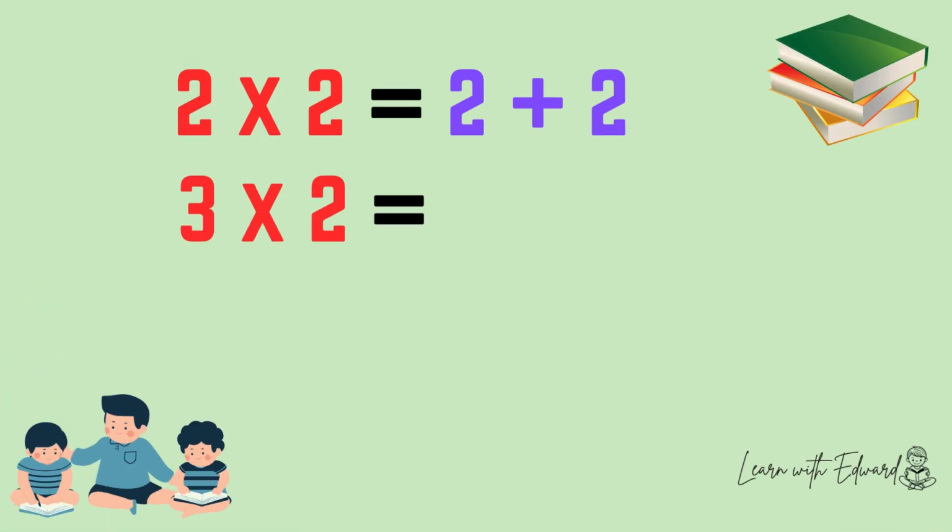3 times 2 is 2 plus 2 plus 2. So we need to add 2 3 times.